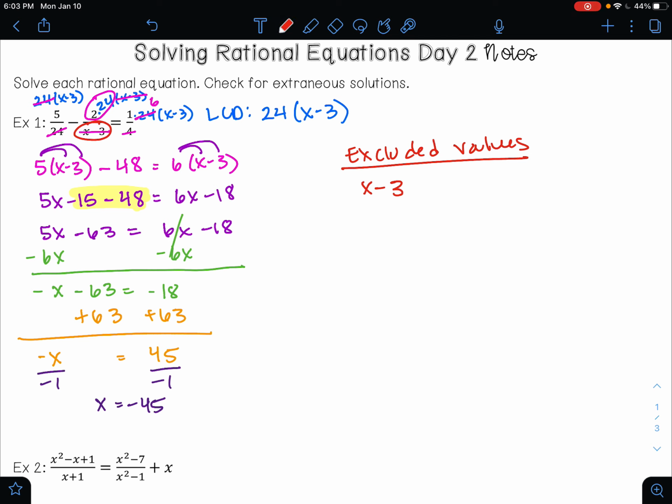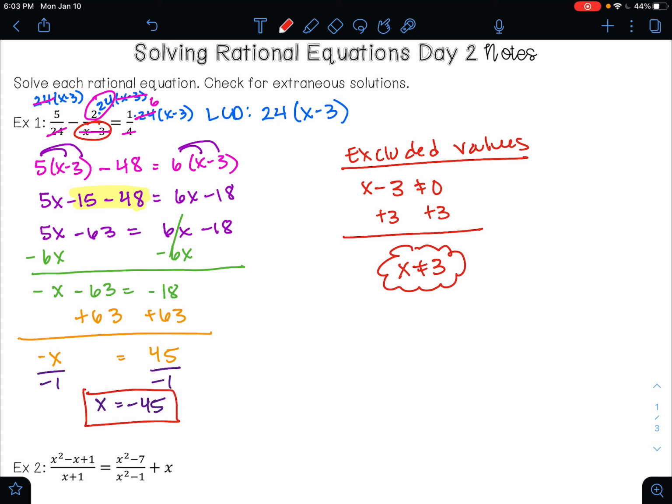So here I'm going to have x minus 3 cannot be 0. To solve this, I'm going to add 3 to both sides and get that x cannot be 3. So x cannot be 3, and we got x equals negative 45. This is a valid solution, so that is my answer.